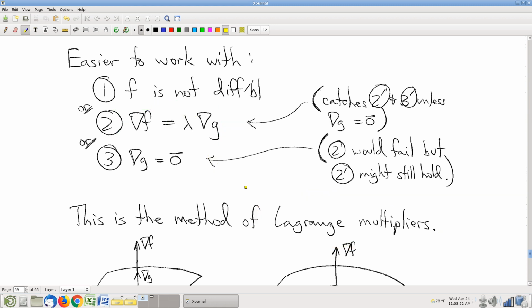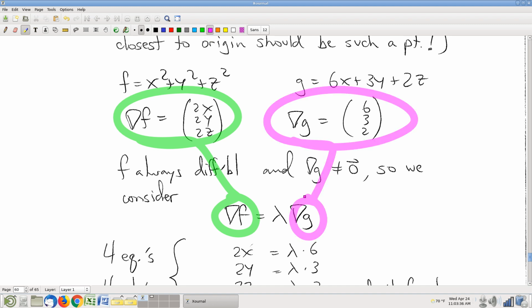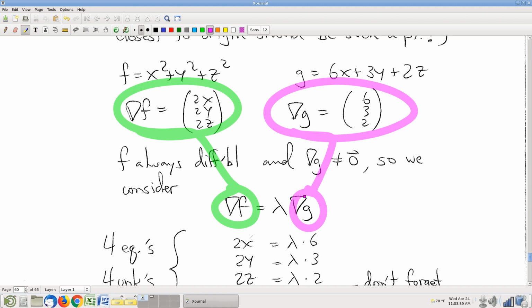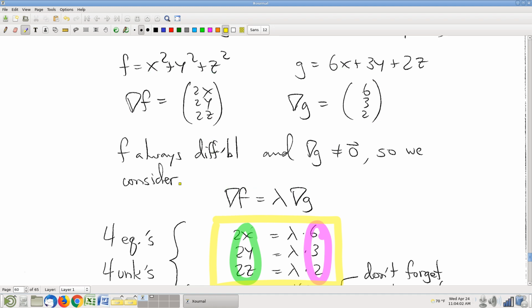Okay, so let's look for that. Let's try to solve this equation. When is the gradient of f a multiple of the gradient of g? Well, the gradient of f, there it is. The gradient of g, there it is. And one equation at a time, one coordinate at a time, I can look at what this says, and it's not hard to persuade yourself. Those are the 3 coordinates of the gradient of f. These are the 3 coordinates of the gradient of g, and requiring one vector to be a multiple of the other vector requires then these 3 scalar equations.